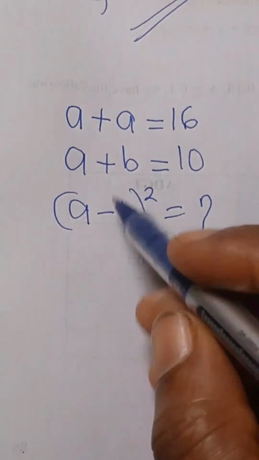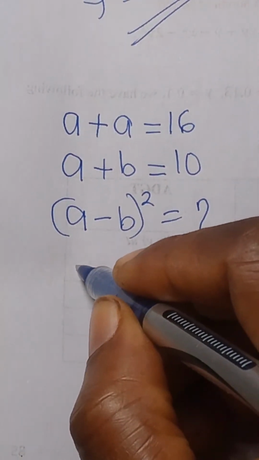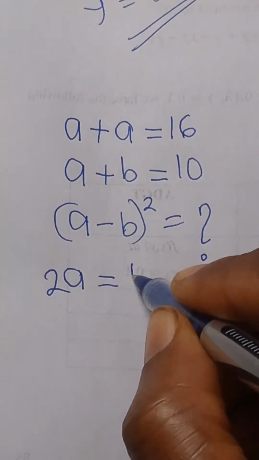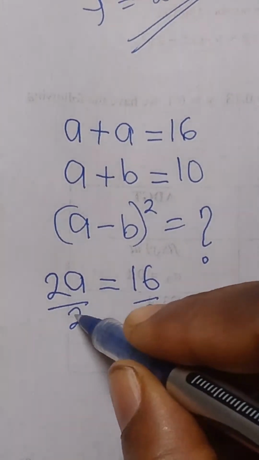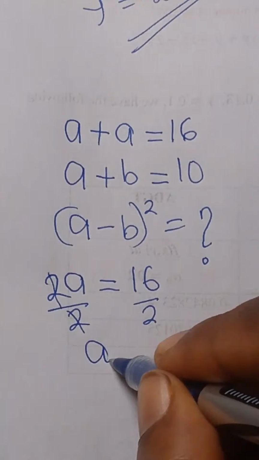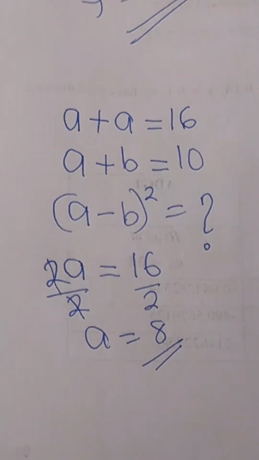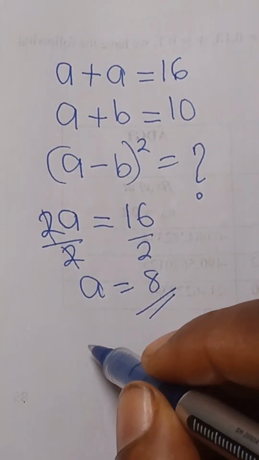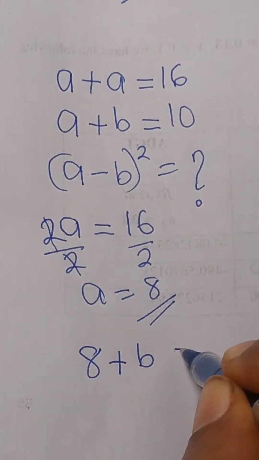Okay, let me solve it. We have a plus a is 16. If a plus a is 16, we know that a plus a is 2a. 2a is equal to 16. So we divide both sides by 2 to get our a. So our a is equal to 16 divided by 2, which is 8. So our a is 8. All right, and we are told that a plus b is 10. Our a is 8, so 8 plus b is 10.